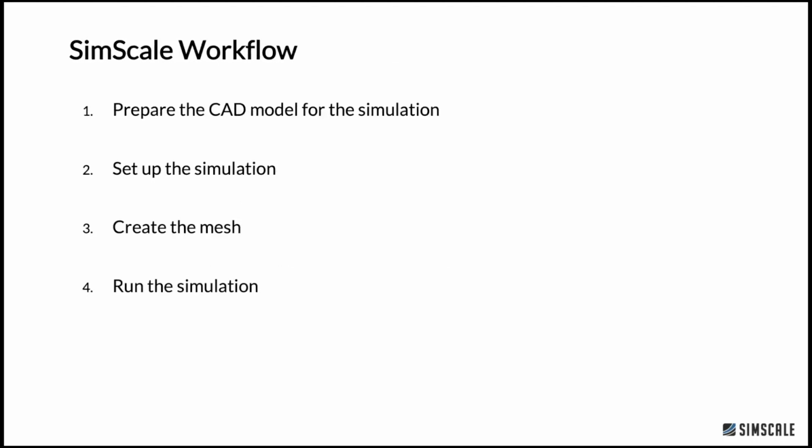The standard SimScale workflow looks as follows. Usually in the first step we prepare our CAD model for the simulation, however this is not needed in this tutorial, so we can skip this step. In the second step we set up the simulation, that means we set up boundary conditions and any other parameters that are needed for the simulation. And in the third step, right before we run the simulation, we will create the mesh. This is very simple.